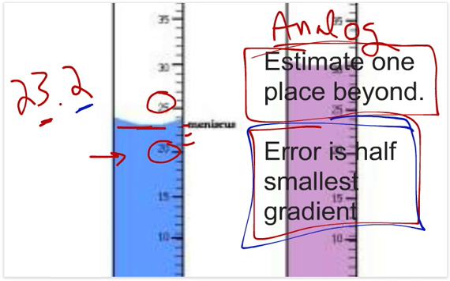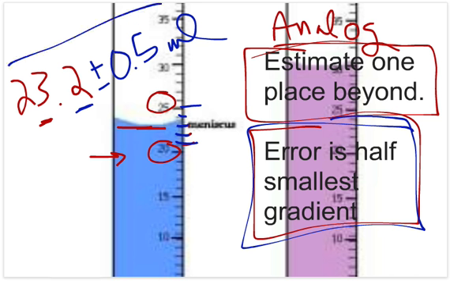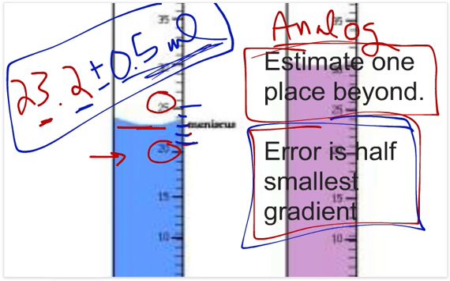So again, we go up every one, 21, 22, 23, 24, 25. So half of 1 is 0.5 milliliters. So accurately measured, this would be 23.2 plus or minus 0.5. And so if you estimated this differently at 23.1 or 23.4, that is why we have that error. Okay, that's an analog scale. That works for all analog scales.